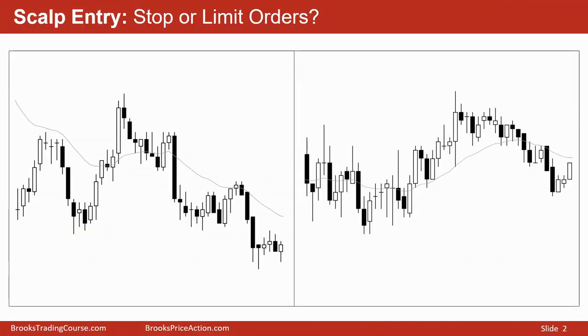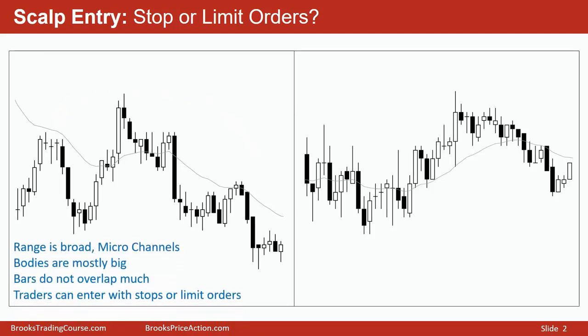Take a look at the chart on the left. The range is broad, and the bodies are mostly big. The bars do not overlap that much. And in a situation like this, traders can buy with stops, for example, above a bull bar near the bottom, micro double bottom here, failed breakout to a new low, bull bar closing on its high, bull breakout, pullback, bull flag.